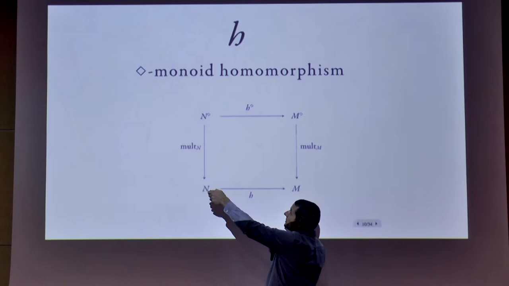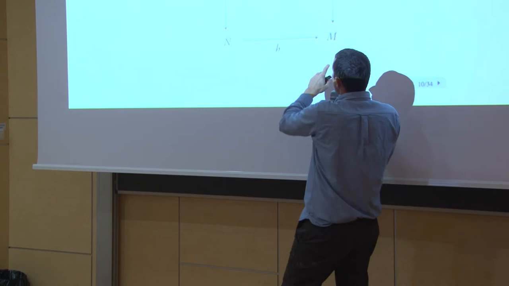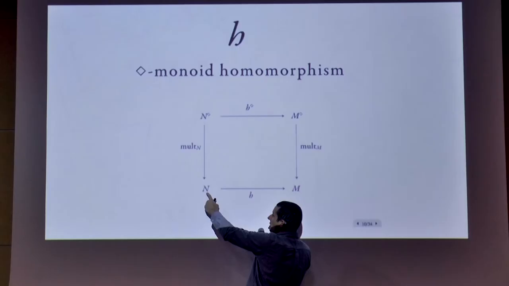But this is fixed, yes? This diamond is fixed. So you have N diamond and M diamond. I have N diamond and N diamond. So formally speaking, there's an algebra, which consists of a universe and the multiplication operation.